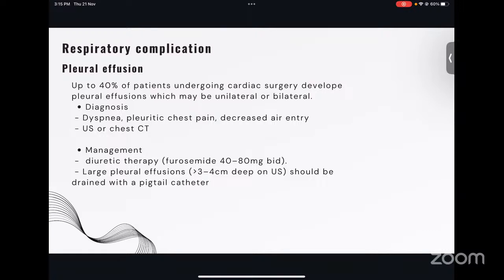Management of pleural effusion. If the pleural effusion is small, it can be treated with increased diuretics such as furosemide. If the pleural effusion is large, more than 3 to 4 centimeters by ultrasound, it should be drained with a pigtail catheter. You should leave the drain until the output is less than 100 milliliters in 24 hours.